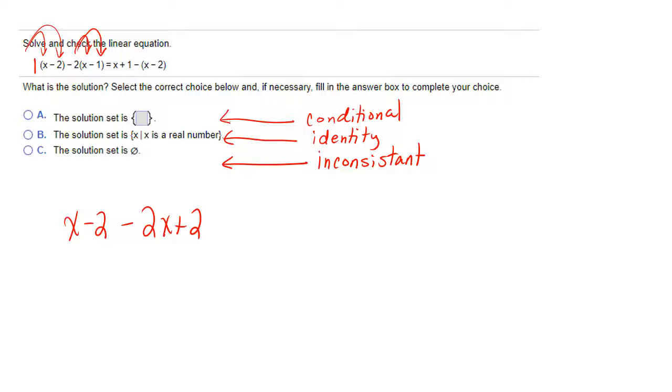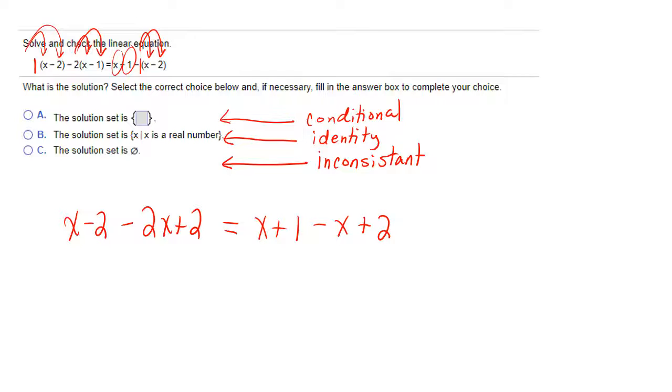Watch your signs. Then I will bring down the equals. I will also bring down the x and the plus 1. They are not inside parentheses. Last but not least, there's an understood negative 1 in front of the final parentheses. I will multiply that times everything inside, getting a negative x and a positive 2.